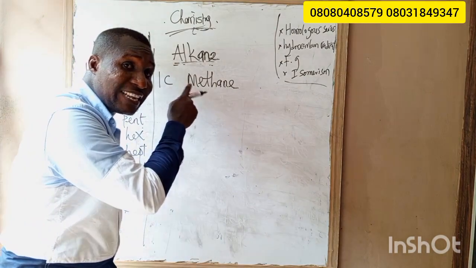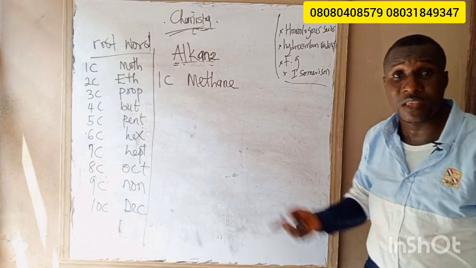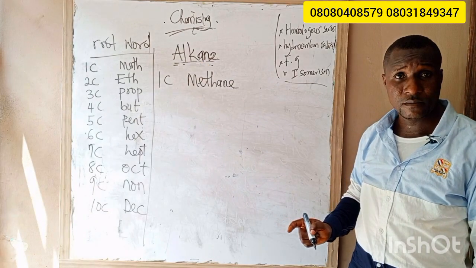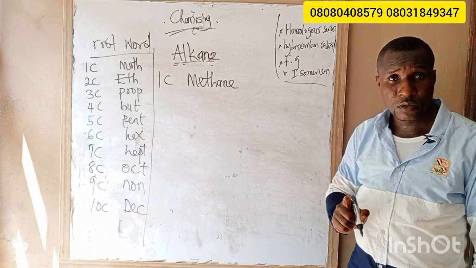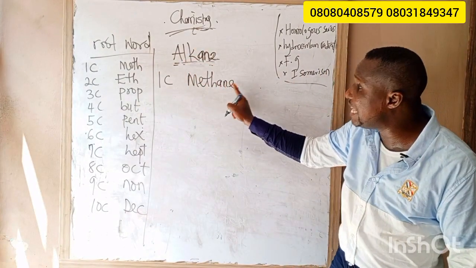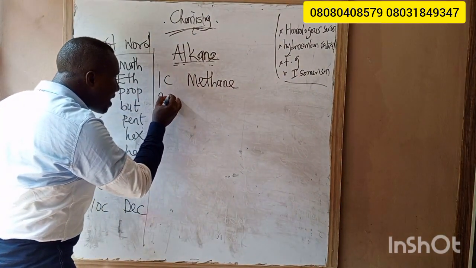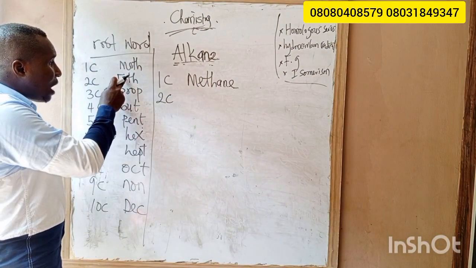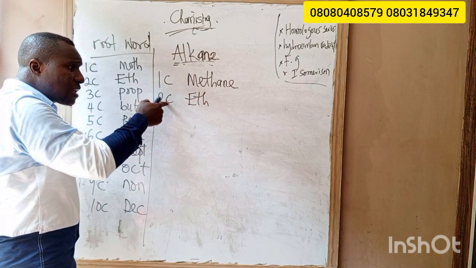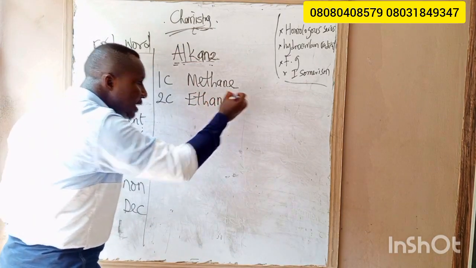This question came out in 1981. That methane belongs to which of the following families? 1981, number 4. The answer is alkane. One carbon, meth, that is the root word. Then if that one carbon is under alkane, just add ANE, that is methane. Number 2, when you have 2 carbon, and you know that the root word of 2 carbon is eth, then that eth belongs to alkane. Just add ANE, ethane.